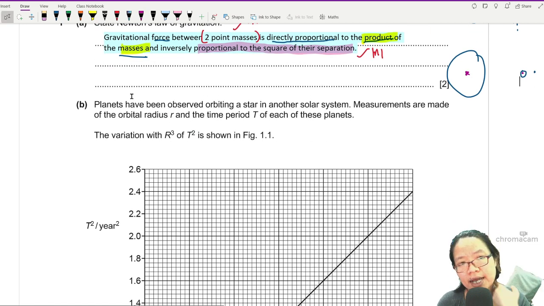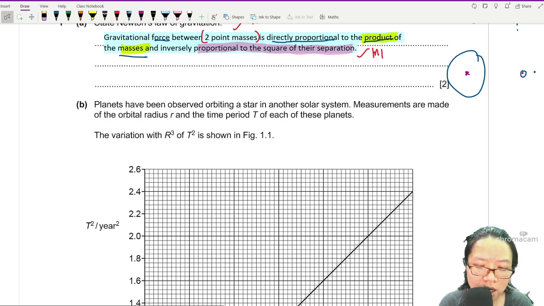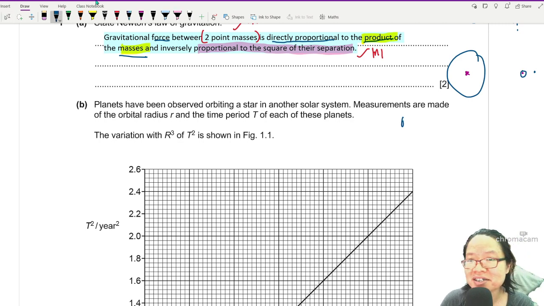So here we see that there are planets observed orbiting a star in another solar system. Okay, I'm also going to try to find where this question is from because I recall a very similar past year question. Do you? I can give you bonus marks if you actually know which year this is from. Okay, too late, I found it. This is from ON15 paper 43 question 1.